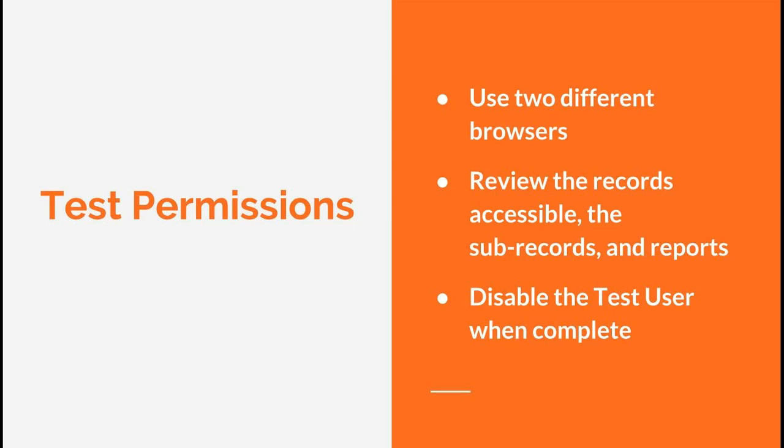They will certainly let you know if they're trying to get into something and they can't, and you can revise the permission type. Also, once you're done with that permission, because we're now on a user-driven pricing model, you want to go in and disable that test user.